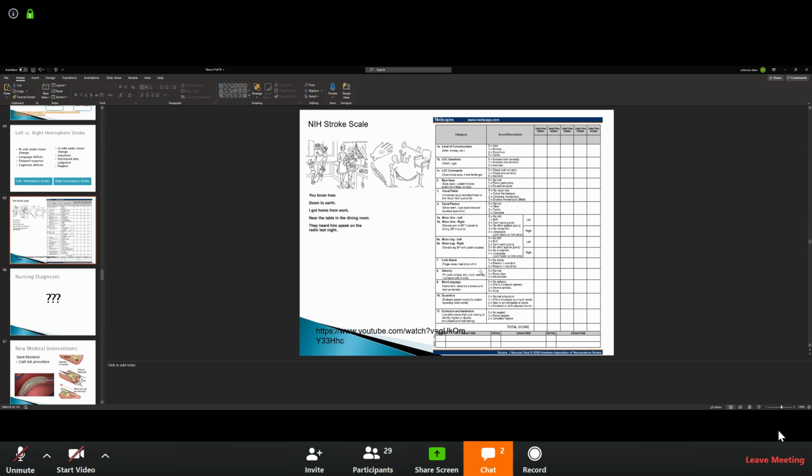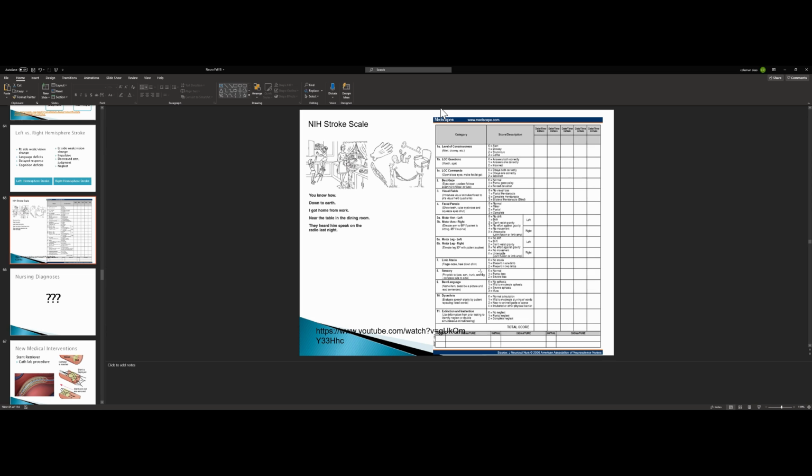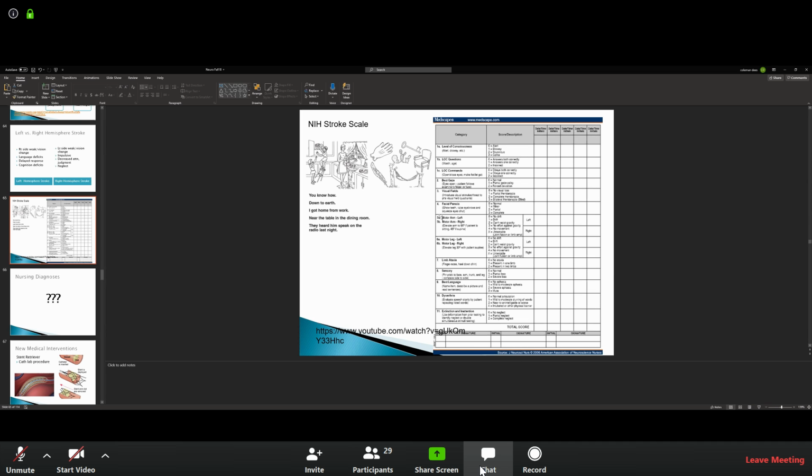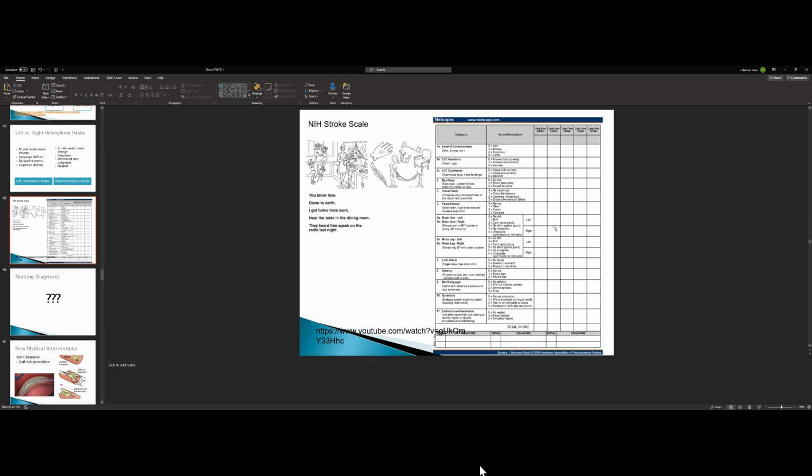So here we're looking for gaze palsy, which is a common symptom you see in these large hemispheric strokes. Gaze palsy meaning that the patient cannot look in a certain direction. And even you can see on the score, you have normal, partial gaze palsy, or forced deviation. Forced deviation meaning that when they've had this stroke, their gaze has deviated in a certain direction and doesn't move from that direction.